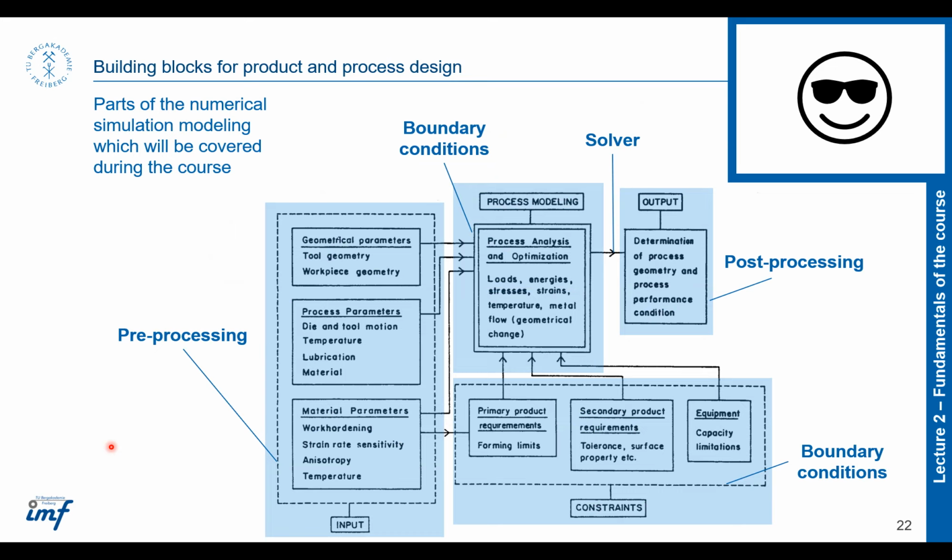In the preprocessor we have our geometrical parameters, which are generally tool geometry and workpiece geometry. Our process parameters cover the motion of the die, the temperatures, lubrication, and material conditions. Then we have our material parameters on how the material behaves under different loading conditions. Is it isotropic or anisotropic, and at different temperatures how the material behaves. These are all the inputs which we define in the preprocessor of the simulation model, and this is basically controlled by the user.